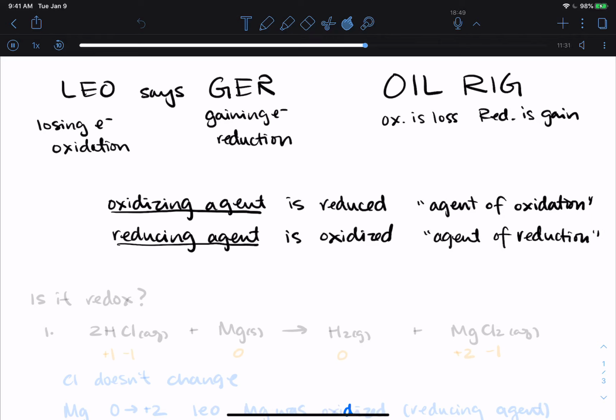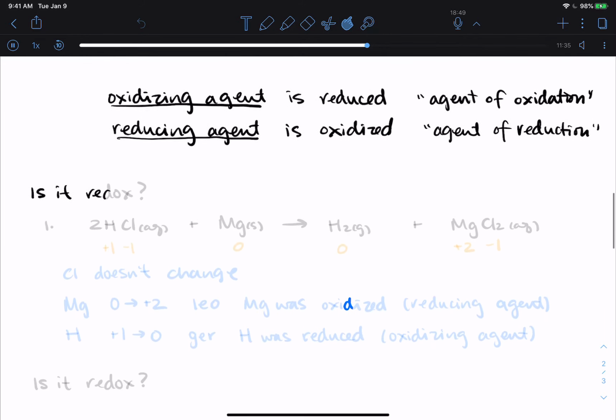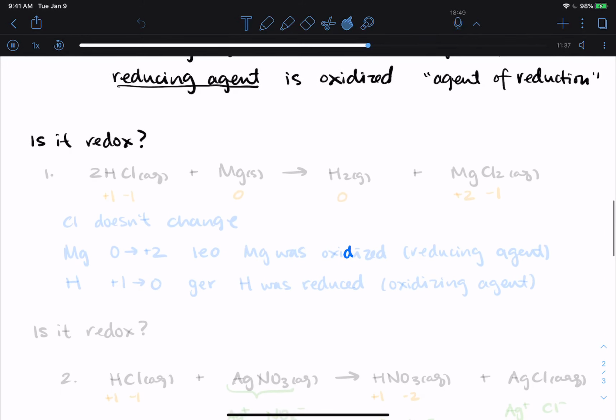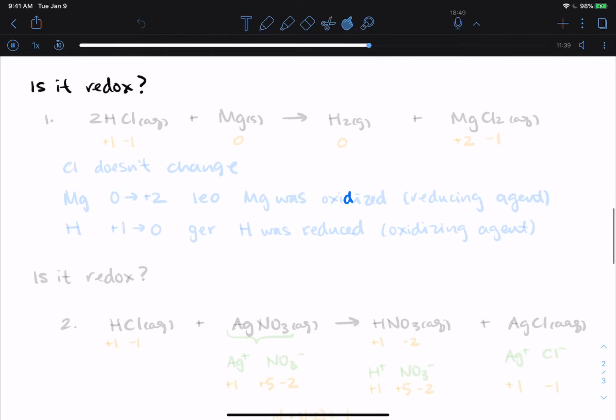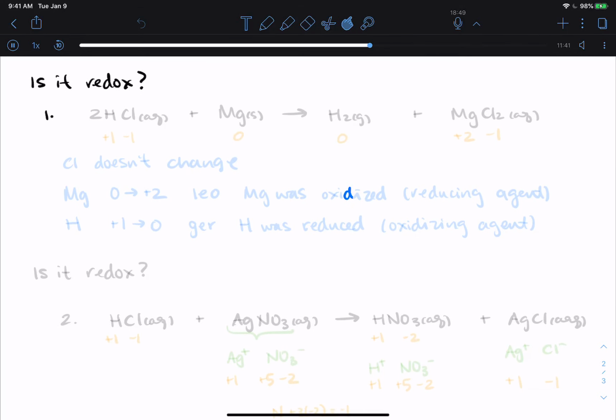So let's practice with this. The question is: is this a redox reaction? And I have two examples. One says 2HCl aqueous plus magnesium solid turns into H2 gas and MgCl2 aqueous.